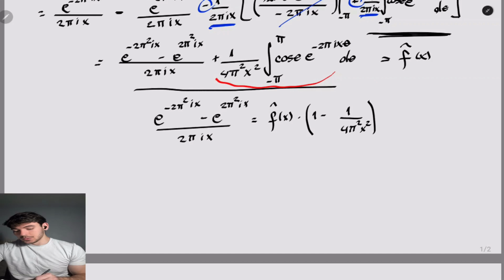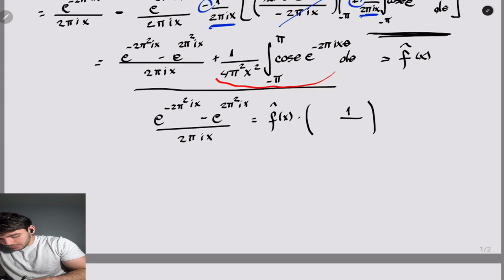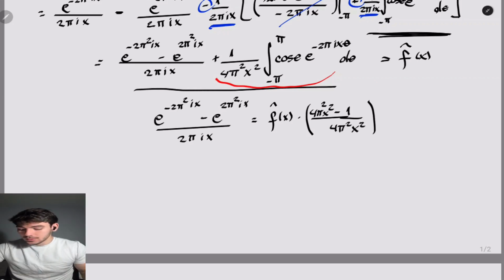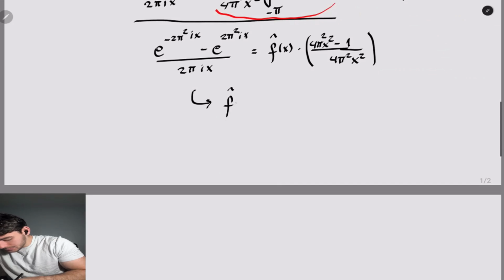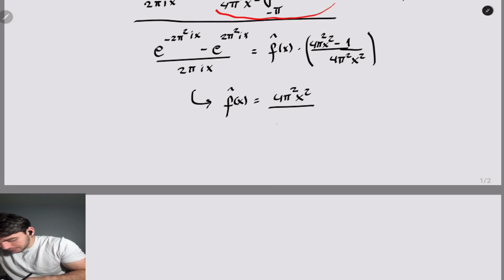So if we do this calculation here, just to simplify, we'll have 4 pi squared x squared minus 1 divided by 4 pi squared x squared. Okay, and then we can move it to the other side in order to isolate our Fourier transform. So we'll have that our Fourier transform is equal to 4 pi squared x squared divided by 4 pi squared x squared minus 1.